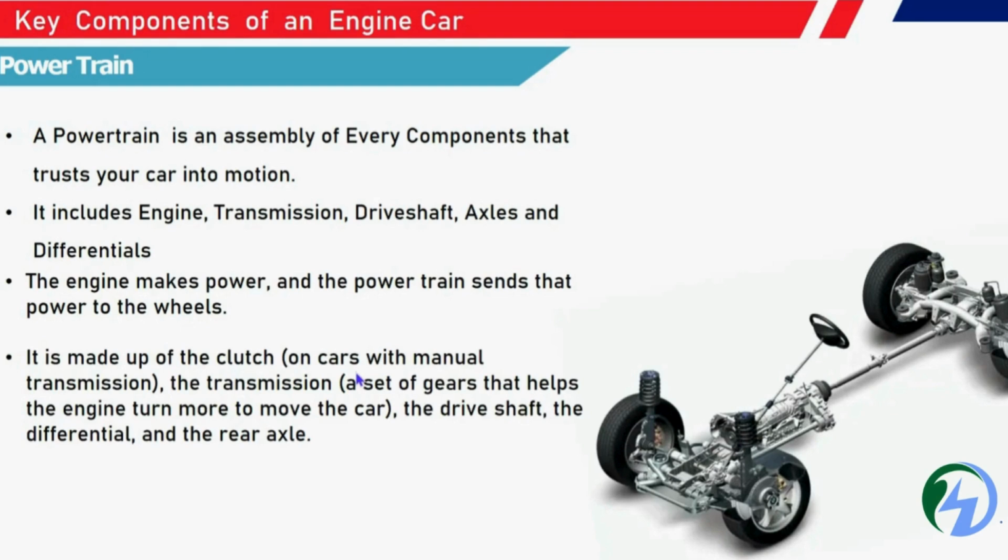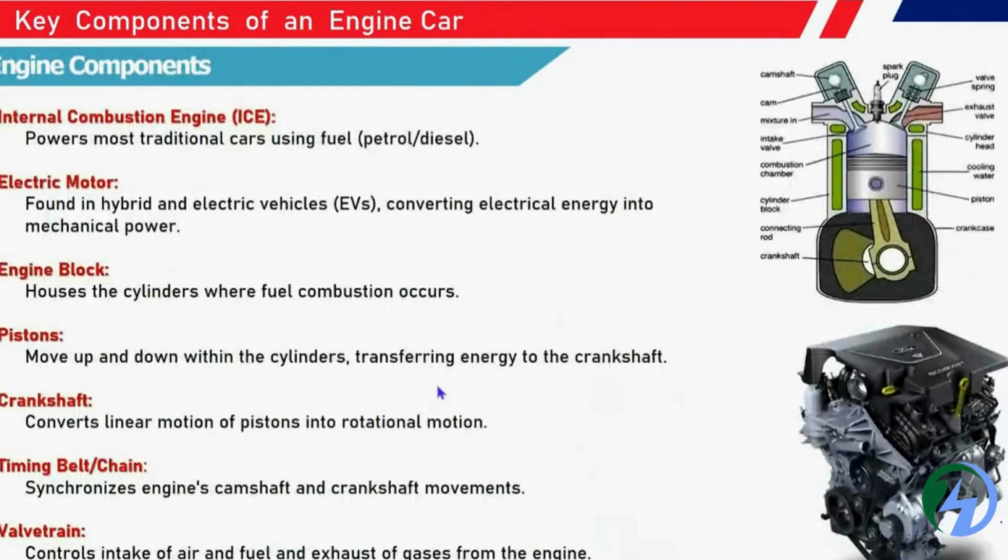It is made up of the clutch, generally on cars with a manual transmission, and the transmission of the gears that helps the engine turn more to move the car, and also the drive shaft, differential and the gear wheels. So these are some of the powertrain components.